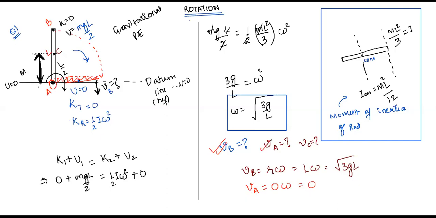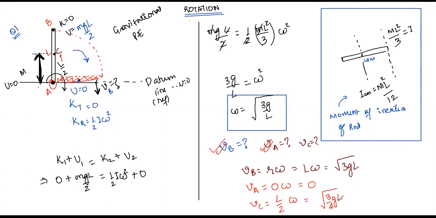What about point C? Tell me. What is its distance from the axis of rotation? Sir, it's L by 2. So what is R? L by 2. So tell me what's the answer therefore? Under root of 3 by 4, 3gL. Yes, sir. Am I correct? Yes.